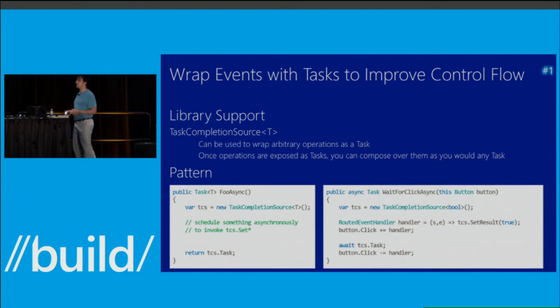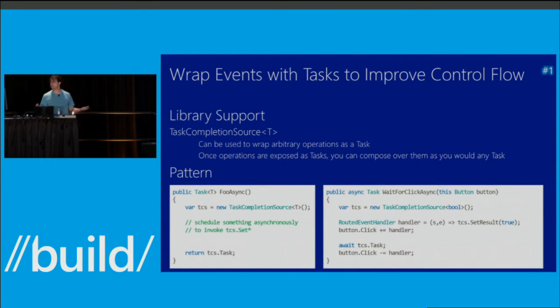So how do we do that? Well, we can create a task completion source. We can hook up to the button click something that will set this task. Then we can await for that task to be done. And then we can unregister from the button click. And now with just a few lines of code, we have a task that represents the click of a button.